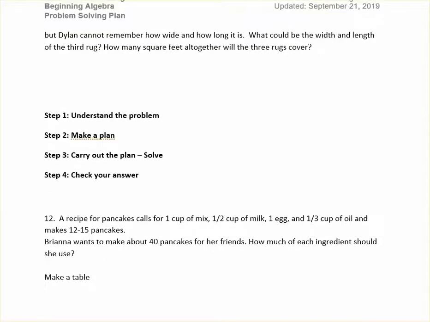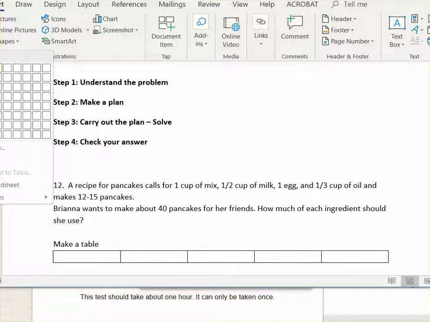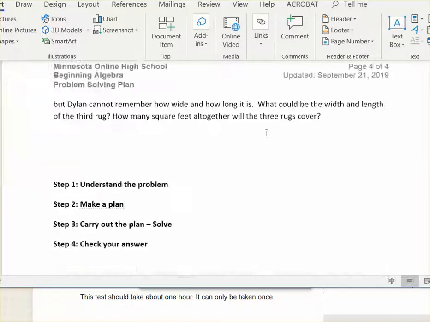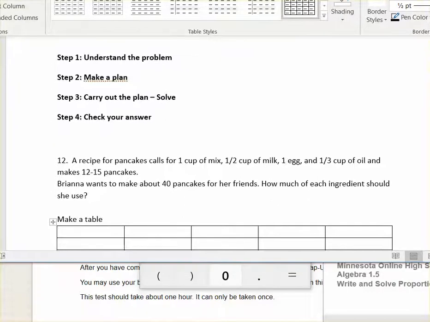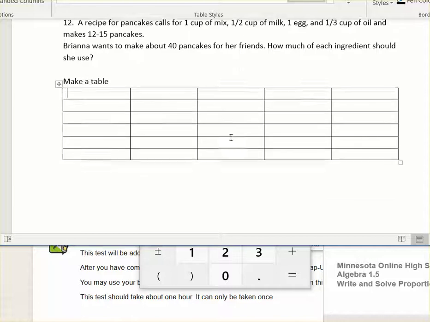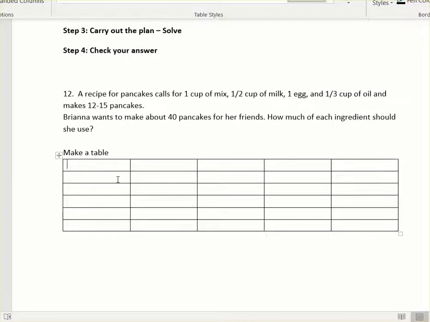I have to find the table tool here to get to a table. Insert table. And this is probably too big of a table. I probably don't need this many rows, but that's okay. So we can see this better. Okay, I think we can see it okay.